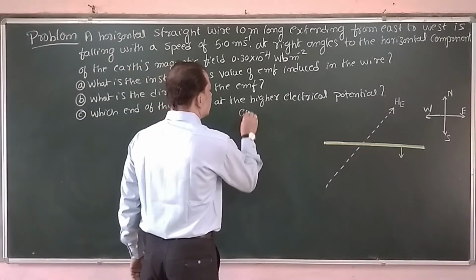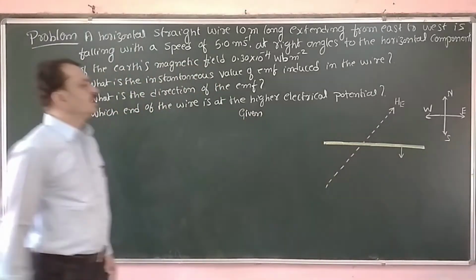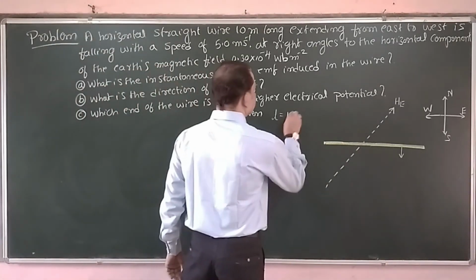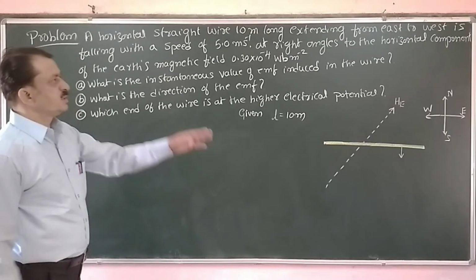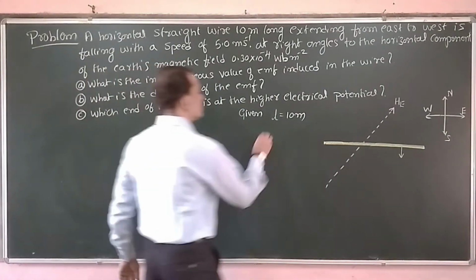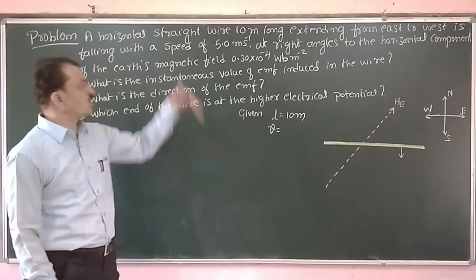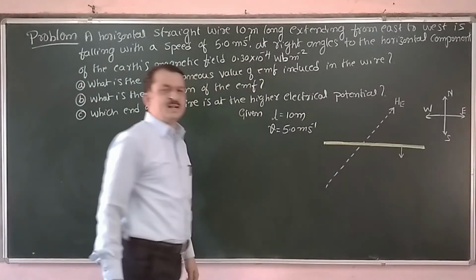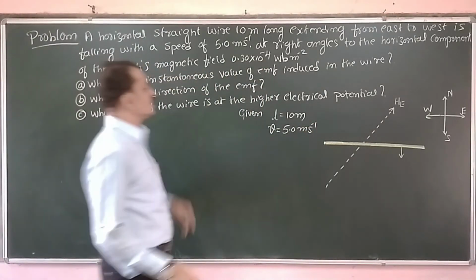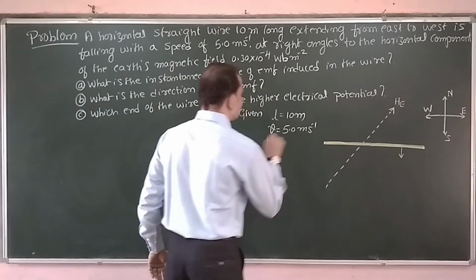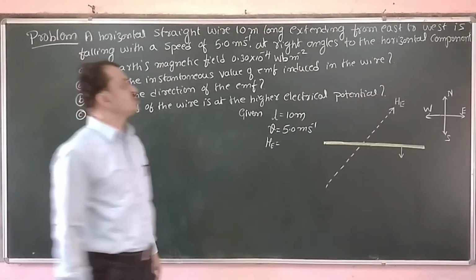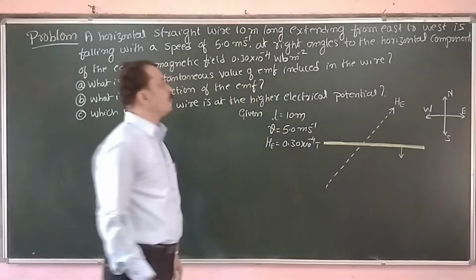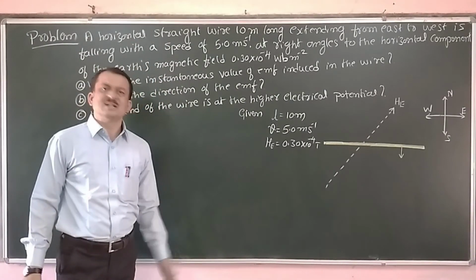Now we will list out what are the given things. Length of the wire, the conductor or the rod, is given. It is 10 meter. It is in east-west direction and it is falling downwards with the speed, the velocity given, 5.0 meter per second. In the presence of the horizontal component of the Earth's magnetic field, we represent it as He. That is 0.30 into 10 to minus 4 Weber per meter square, or the other unit we know it as Tesla.